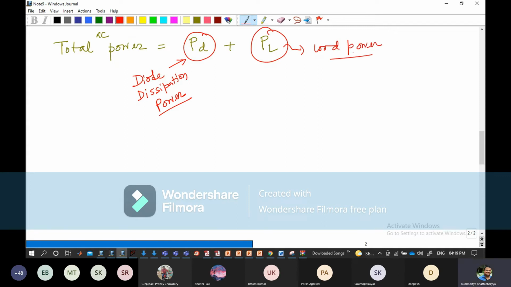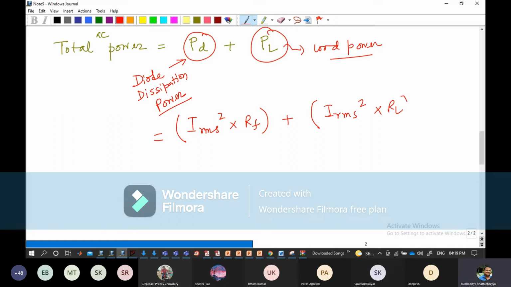Okay. So this is about the load power. Now, in both the cases, one very important parameter is required, because when you are calculating the total AC power, you can't do it using the DC voltage or DC current. You have to write the equation in terms of the RMS voltage, RMS current. So I RMS square multiplied by RF will be my power dissipation, plus the load power will be I RMS square multiplied by RL.